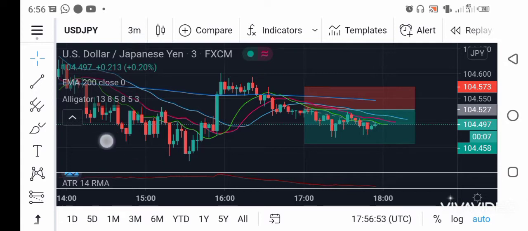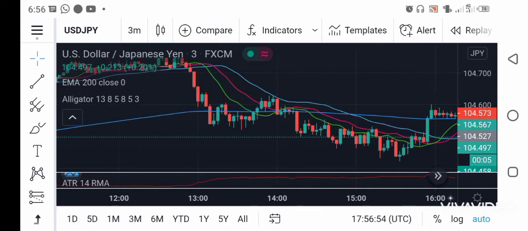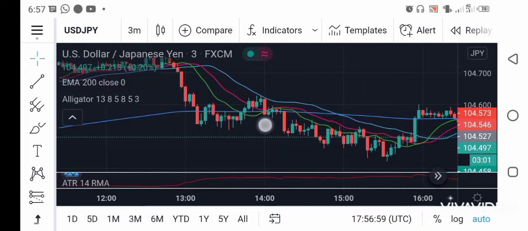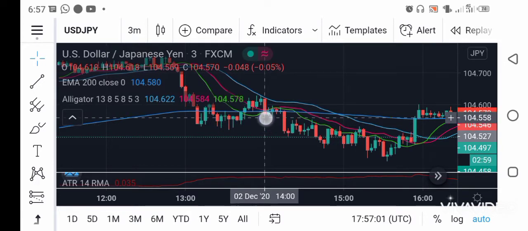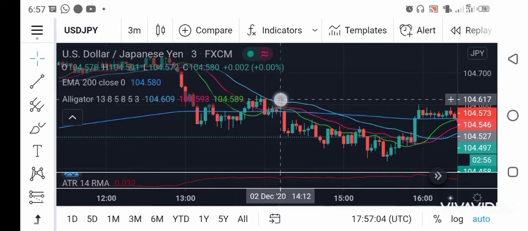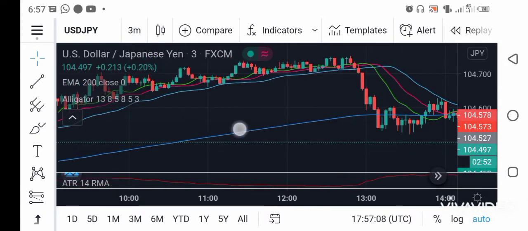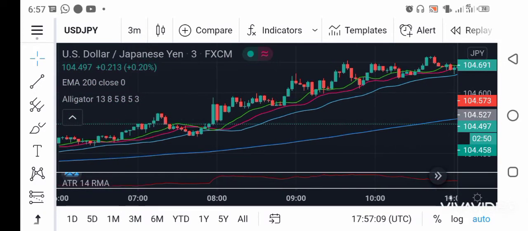So let me take a normal trade. You can see at this point it's above, but the teeth, which is the green line, crossed the pink line but didn't cross the blue line, so that's not a valid trade. So let's look for a valid trade. I think we'll find one.